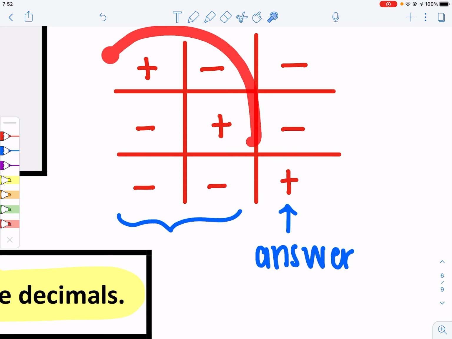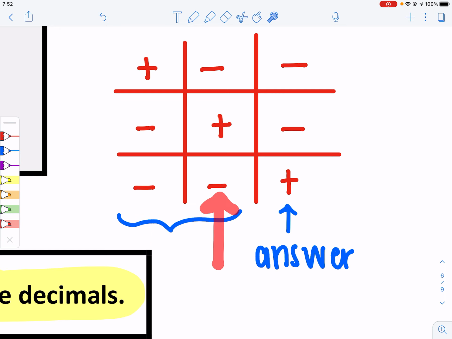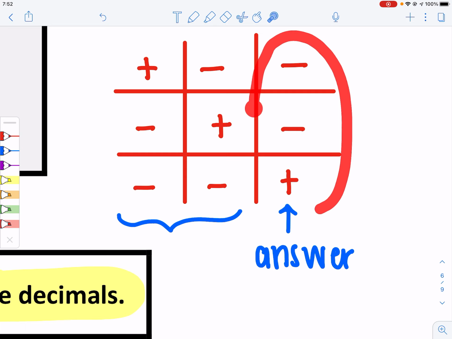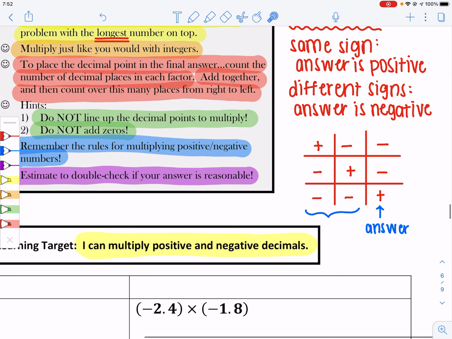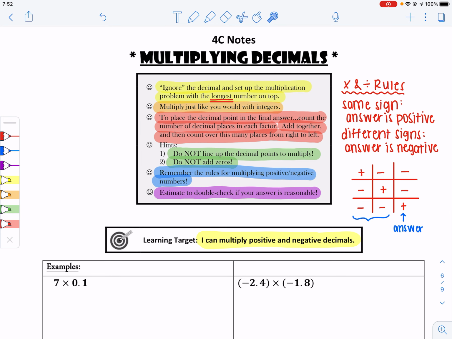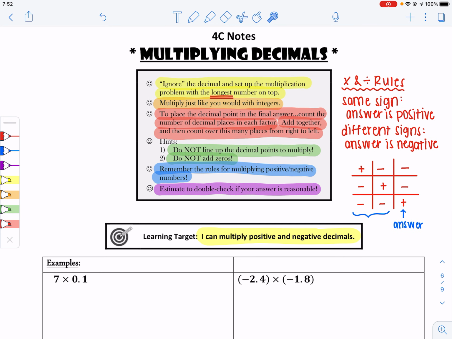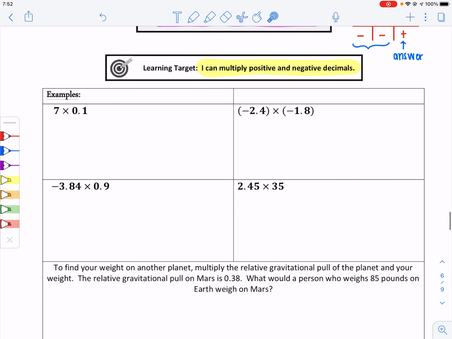So these first 2 columns represent the signs of your numbers: the sign of your first number would be here, the sign of your second number would be there, and then this last column represents the sign of your final answer. I would put this on a Post-it, have it nearby, so you can use it to help you determine the signs of your answers. All right, we're going to do 2 of these together, and then I'll have you try 2 of them on your own.